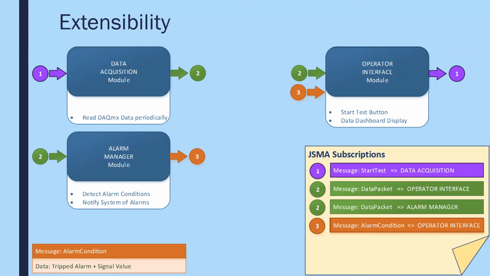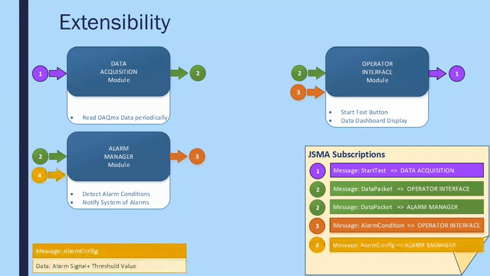But wait, now your customer comes back, and they want the user to be able to configure the conditions of the alarms. What now? Well, you'd probably start by creating an alarm configuration message that the Alarm Manager would subscribe to receive. Then you'd make your Alarm Manager handle the message by updating the alarm conditions.